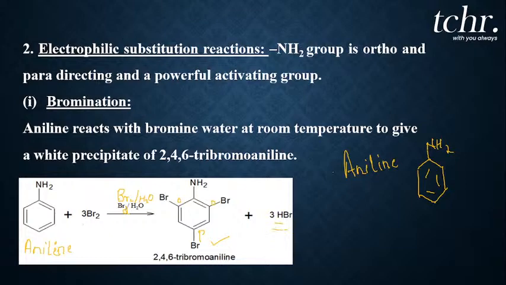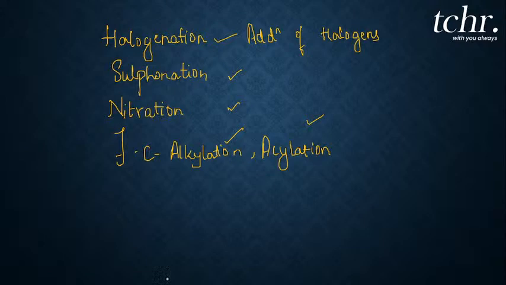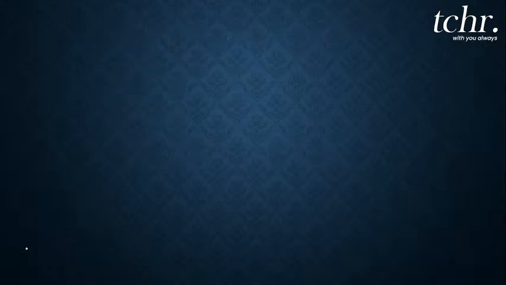with the byproduct 3 molecules of hydrogen bromide. Why do 3 bromine atoms attach to the ortho and para positions? The reason is you have to know the chemical properties, my dear students. I previously said that amines or aniline are highly reactive compounds.